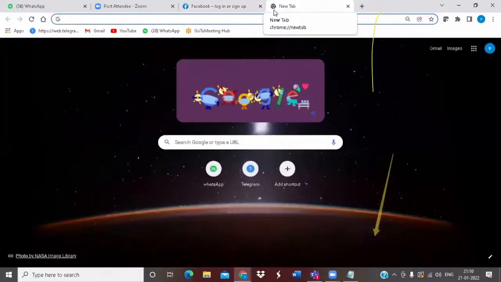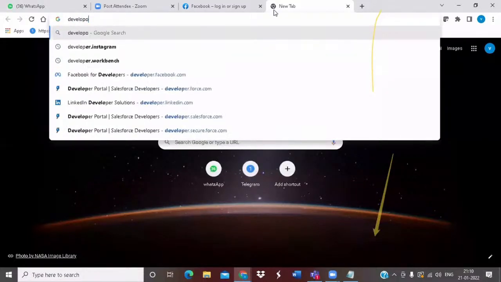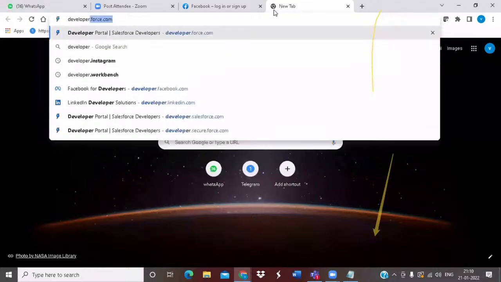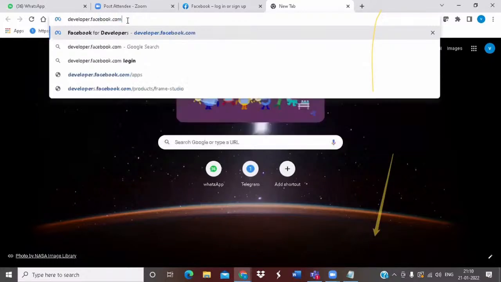Open another tab. Developer dot, I think you never typed this in your life before. Developer.facebook.com. Have you ever typed this one? No, sir. I think this is the community for Facebook. It's not a community. It's a PaaS site, a developer's place where developers can sit and develop the Facebook application.